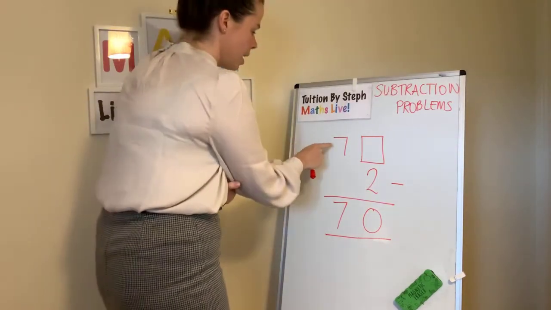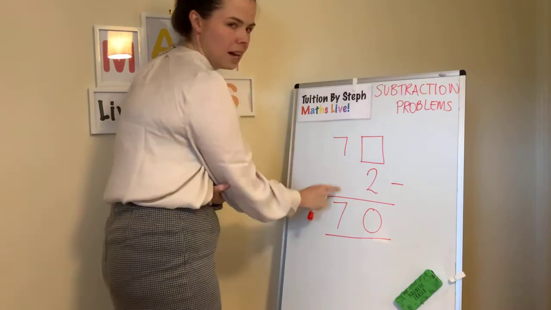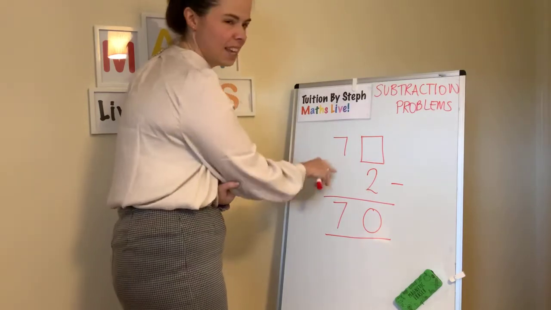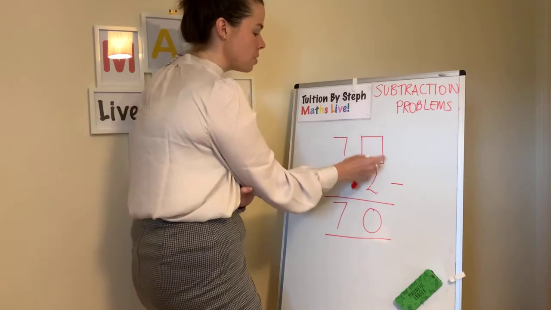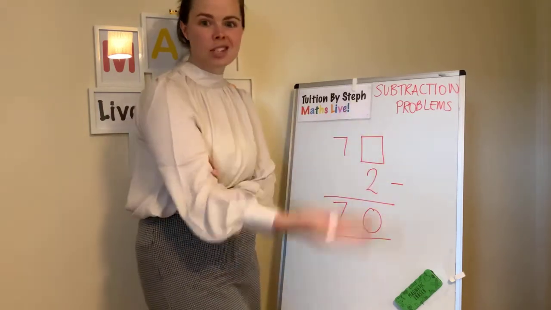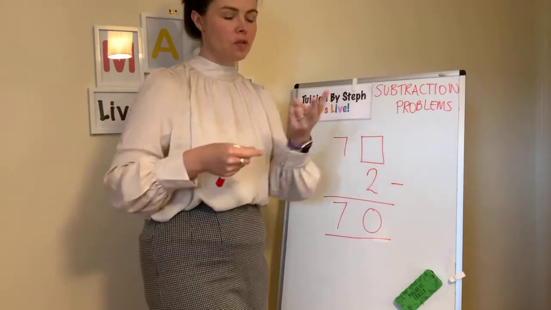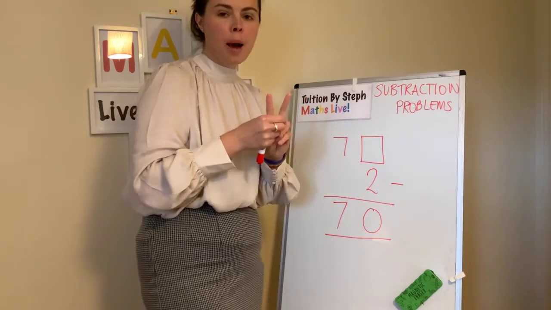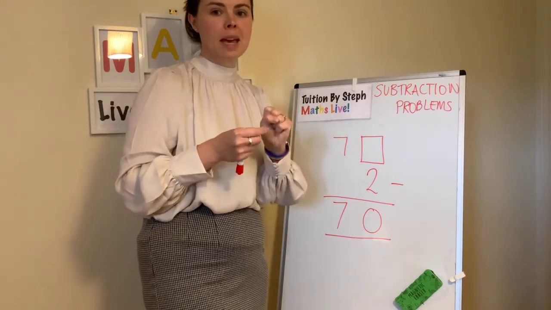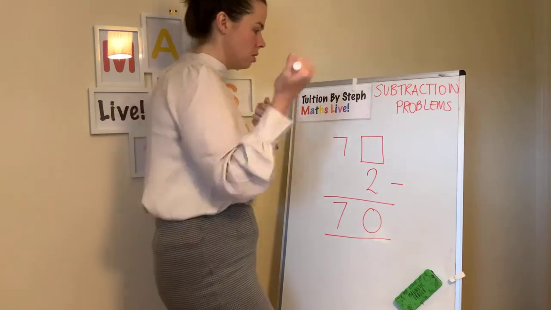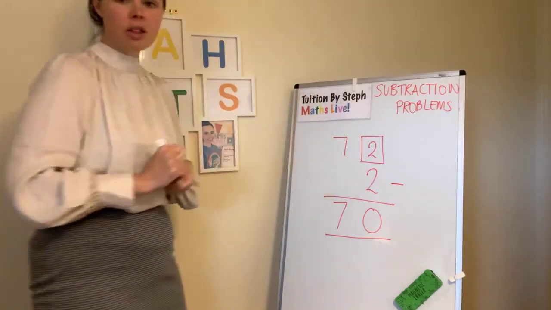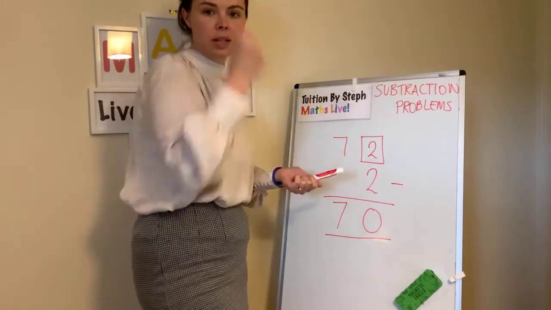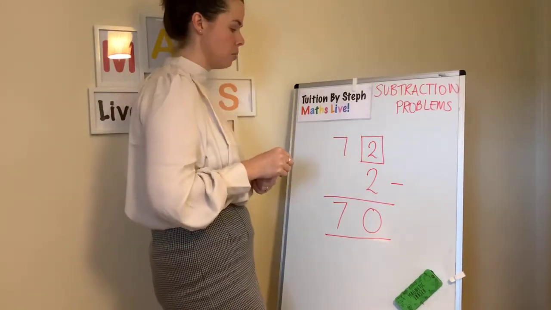Right. I can immediately see, I know you should start from the units, but I can see that the tens don't change. So we need to come over and have a look. So something take away 2 is nothing. So if you've got 2 and you take away something, you've got to make it into 0. So 2 take away 2 is nothing. You have nothing left. If you have 2 and you take away 2, nothing left. So that would be 72.